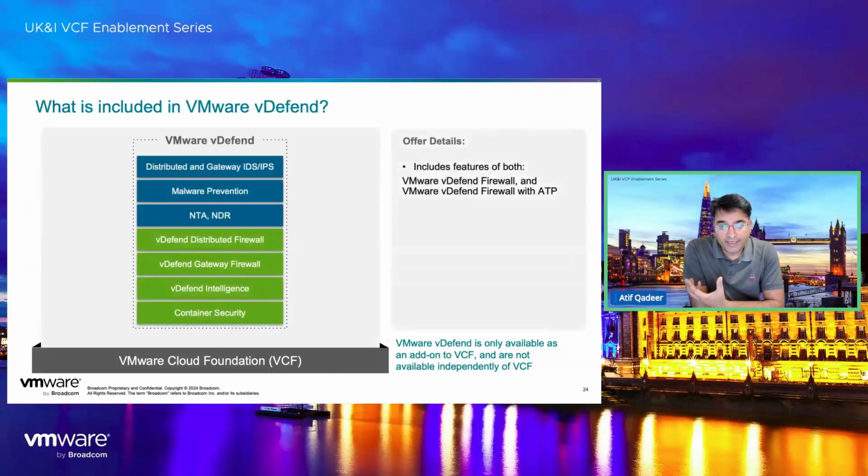So what happens from a licensing perspective in vDefend? When you buy VCF, VMware Cloud Foundation, you have to buy the vDefend license as an add-on. So VCF does not give you any security functionality out of the box. What the vDefend license gives you is all those things that we're going to talk about, starting from distributed firewall to container security. And that is something to be mindful of, how the licensing works.